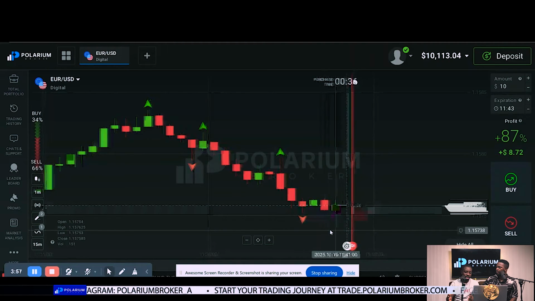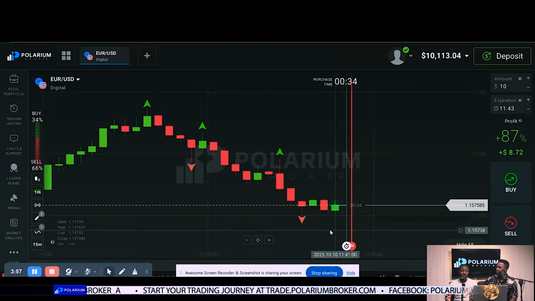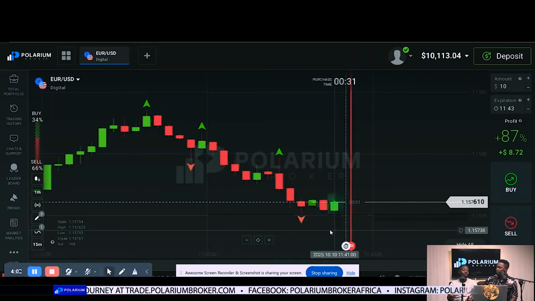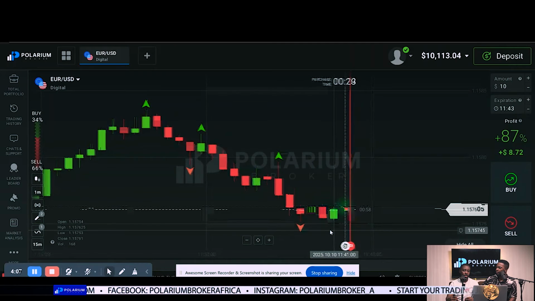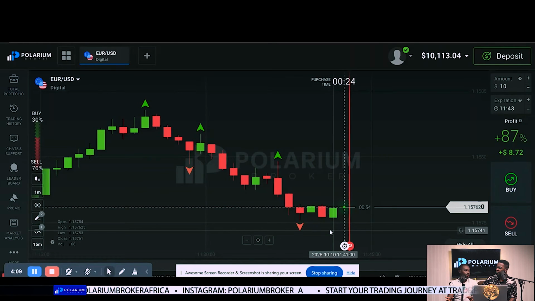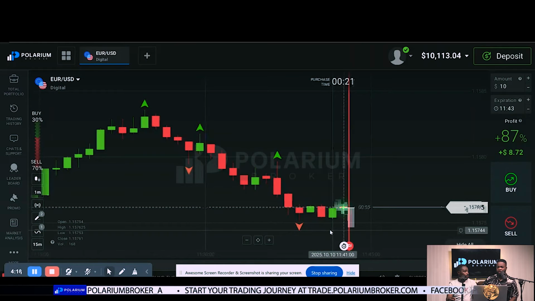So depending on the kind of risk that you can take, me as a person with $100, I will still do like $5 to $10. But some other people will say no, it's a $1 trade that they will do. So it depends on your risk appetite. It is very, very important for you to know that.